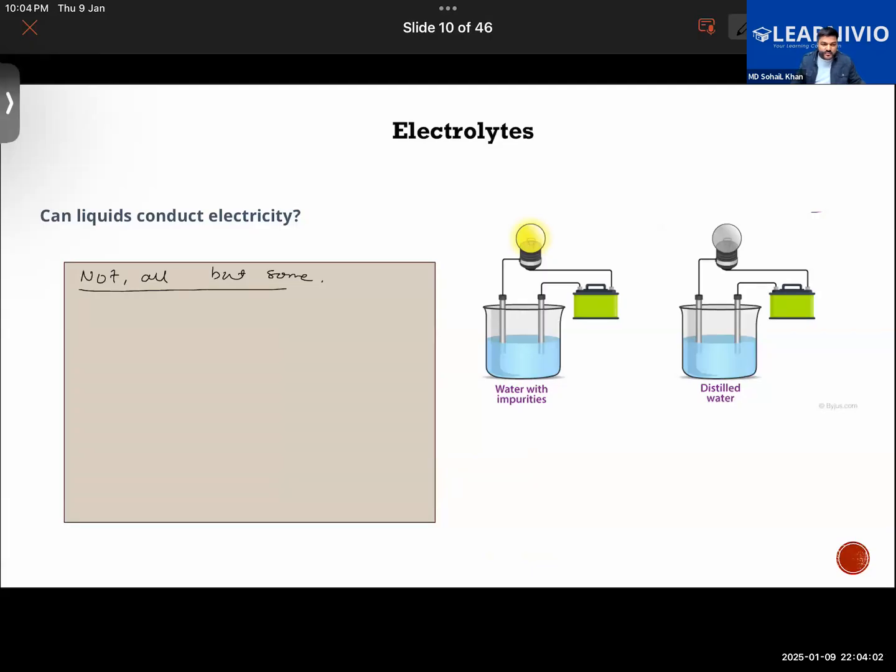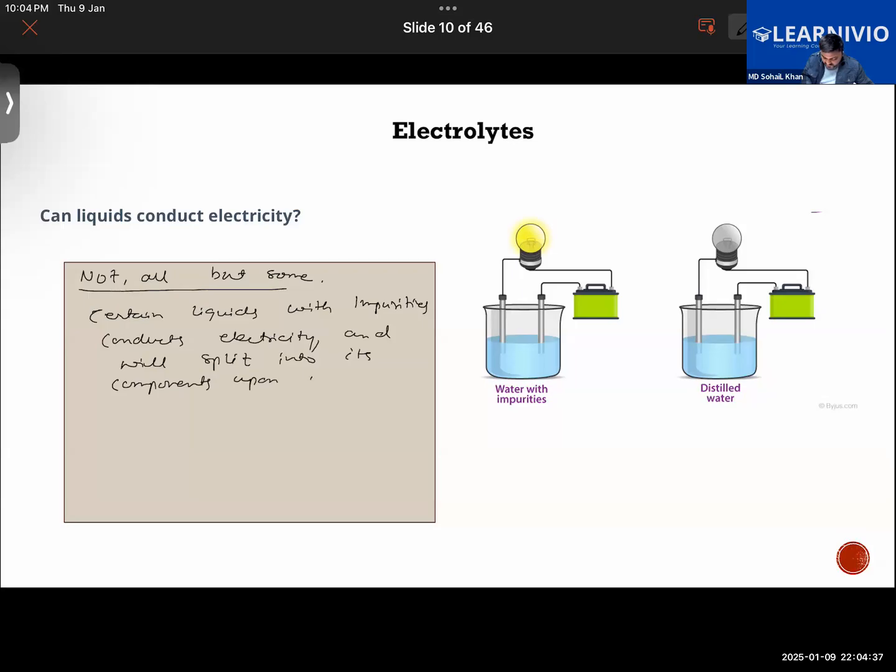Anyways, so what can we conclude from this discussion? That certain liquids that have impurities in them will conduct electricity, and will split into their components upon passage of electric current through them.